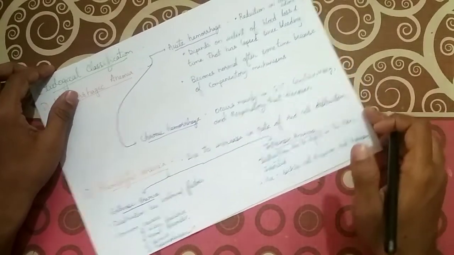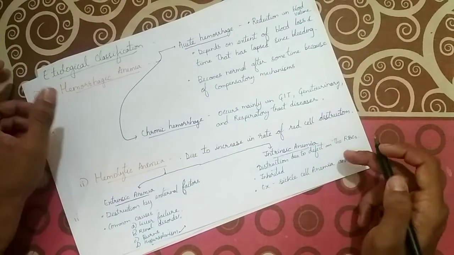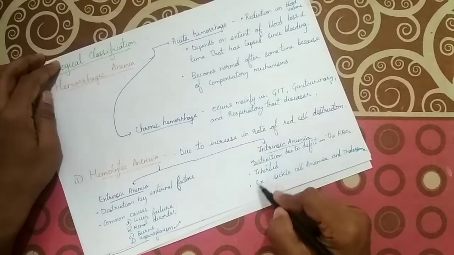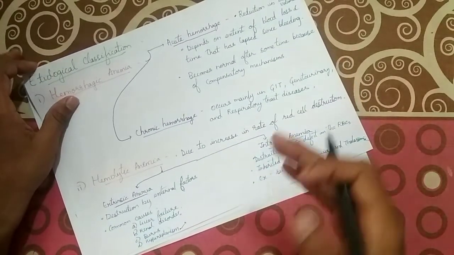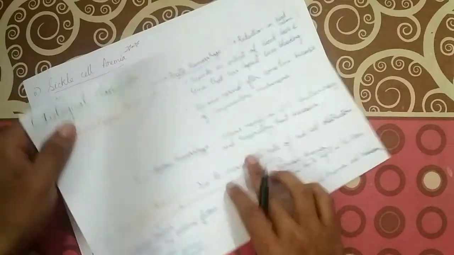In intrinsic anemia, there is destruction due to the defect in the RBCs. It is mainly inherited like sickle cell anemia and thalassemia. The cell membrane of the RBC is degraded in these cases.